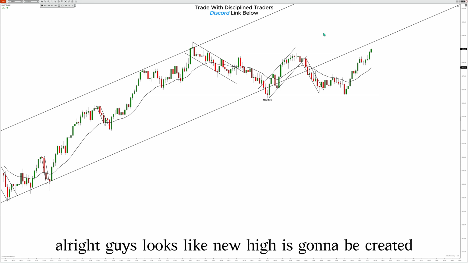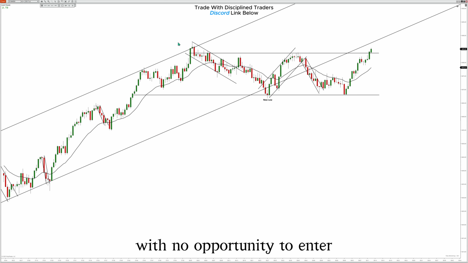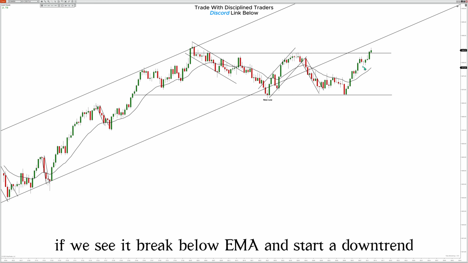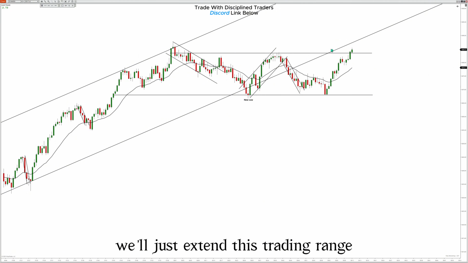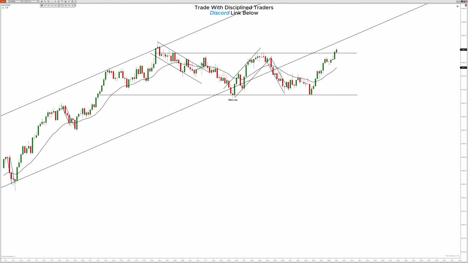Alright guys, looks like new high is going to be created with no opportunity to enter. So after new high is created, we can expect correction or reversal. But if we continue to work higher, there might be some kind of wider uptrend. If we see it break below EMA and start a downtrend, then we can look for another channel down. If we end up consolidating sideways, we'll just extend this trading range. So it's really all up in the air right now. We got to be patient.